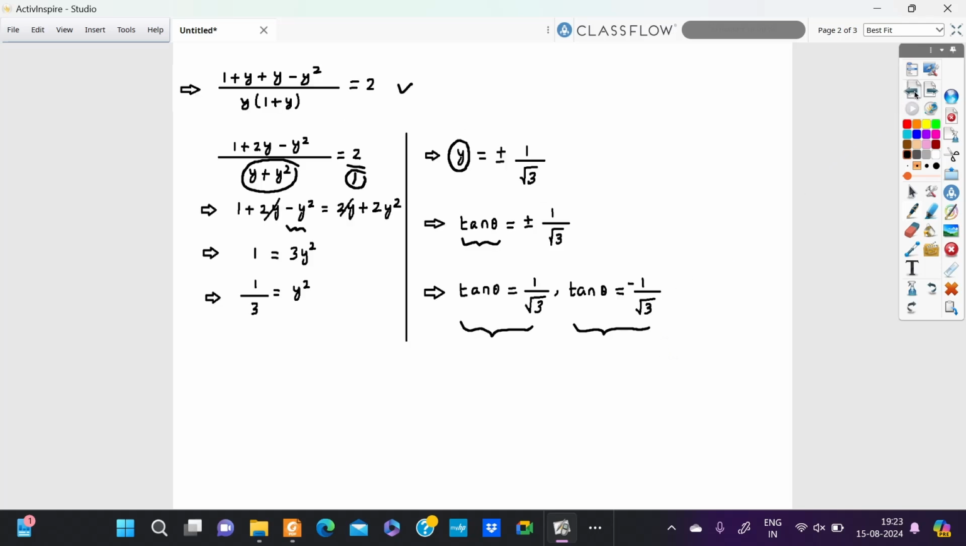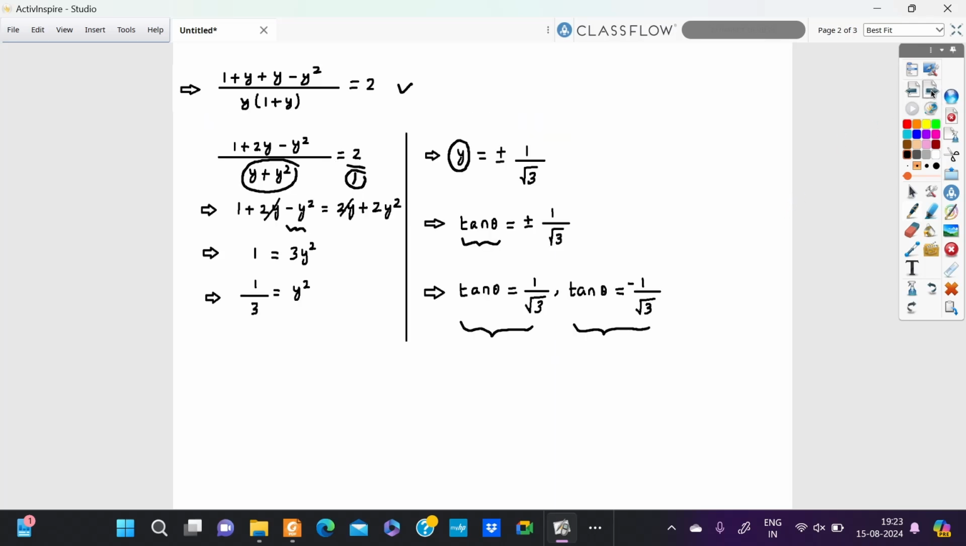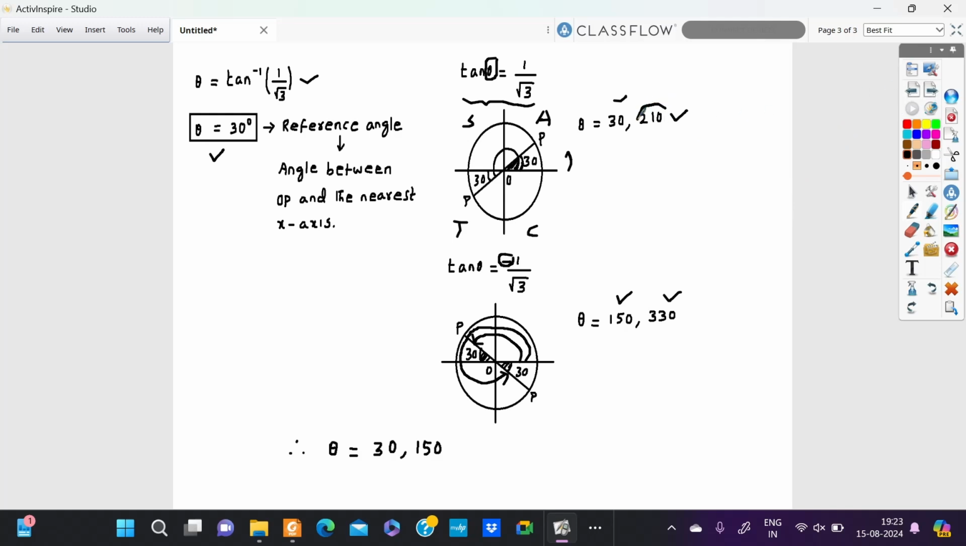If you listen to the problem, the domain is between 0 and 180 degrees. So you cannot consider values of theta which go beyond this limit, and you cannot include 0 or 180. It should be between 0 and 180. 210 goes beyond the limit and 330 goes beyond the limit. So we have only two values to be considered in this case, which are 30 and 150. Therefore, the final values of theta are just 30 and 150.